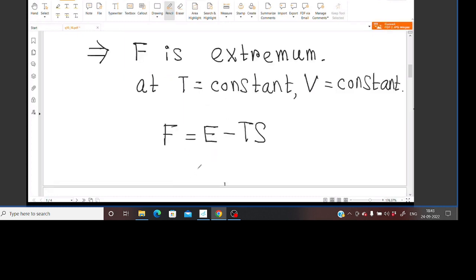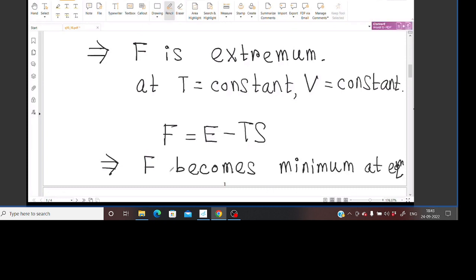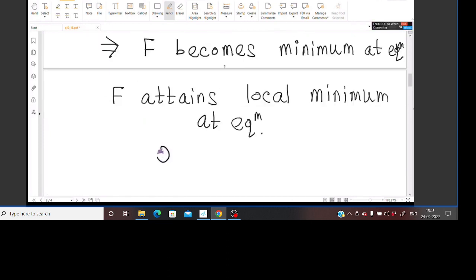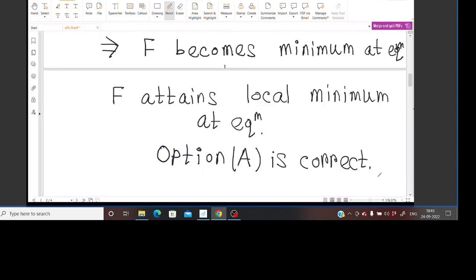Now the system always tries to minimize its internal energy, and also the system tries to maximize its entropy. Due to the maximization of the entropy and the minimization of the internal energy, the Helmholtz free energy F becomes minimum at equilibrium. This implies that the Helmholtz free energy attains a local minimum at equilibrium. So in this question, option A is correct.